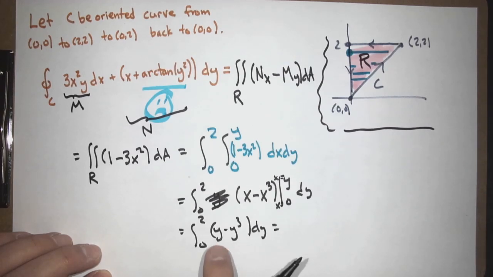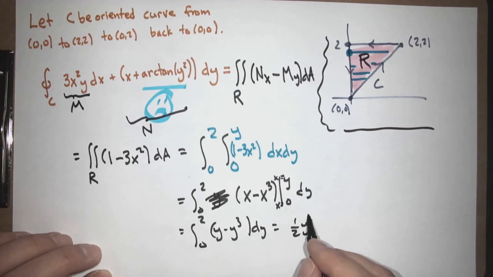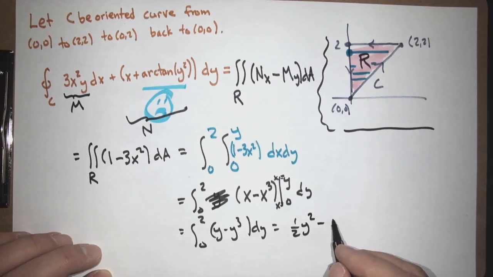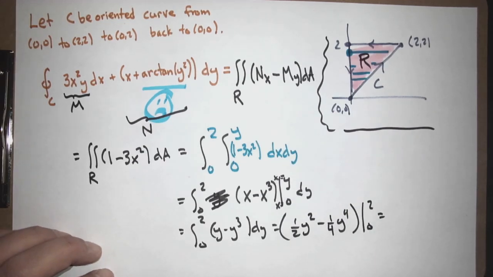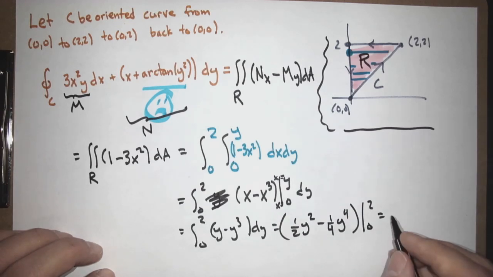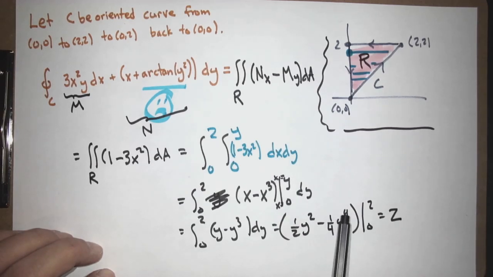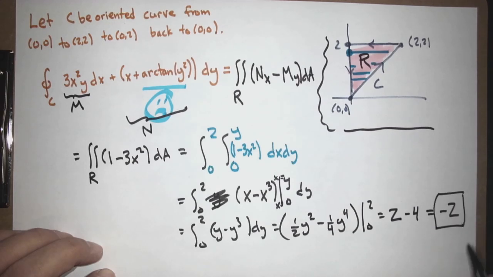Well, what's the integral of y minus y cubed? y squared over 2 and 1/4 y to the 4th. Plug in 0 and 2. When you plug in 2, 2 squared divided by 2 is 2. 2 to the 4th divided by 4: 2 to the 4th is 16, 16/4 is 4. Our final answer, 2 minus 4, is -2.